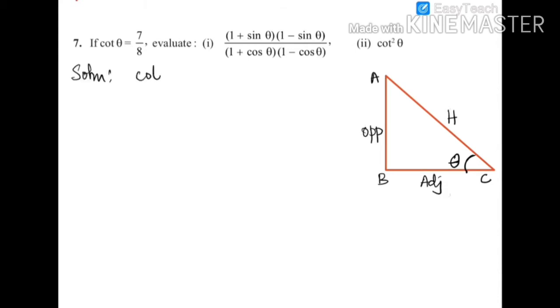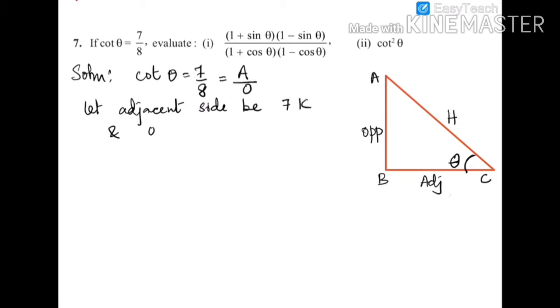We are given cot theta is equal to 7 upon 8. And we know that cot theta, this ratio is written as adjacent upon opposite side. Since we are given ratio which is in the reduced form, we can consider a common factor k and say let adjacent side be 7k and the opposite side be 8k. So we need to find out hypotenuse using Pythagoras theorem.